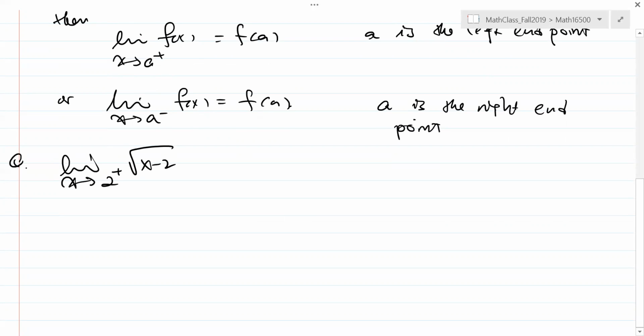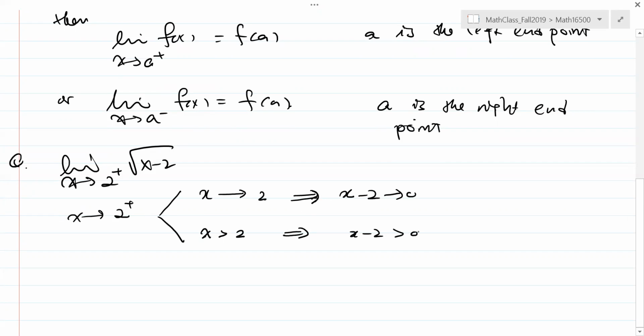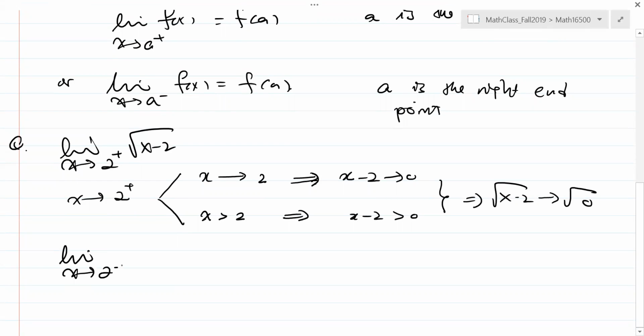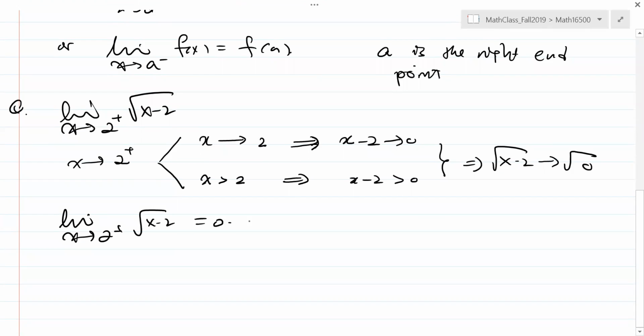x minus 2 is going to be positive if x approaches 2 from the right-hand side. So x approaches 2 from the right-hand side means x approaches 2 and x is greater than 2. It means two things: x minus 2 approaches 0, and x minus 2 is greater than 0. So the square root of x minus 2 is defined and approaches the square root of 0, which is 0. So the answer is 0. This is just the value of the function at 2, when x equals 2.